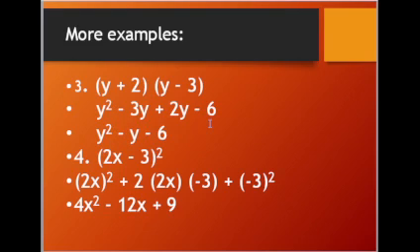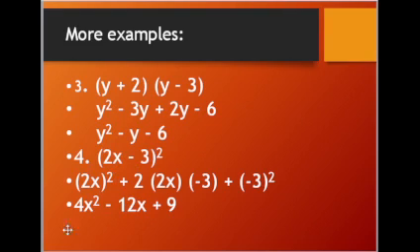And the last example is 2x minus 3 squared. We can use the FOIL method for this. Or we have also another way of getting the product. There are 3 steps that we're going to follow. The first step is you need to square the first term. The first term is 2x, so we have 2x squared.